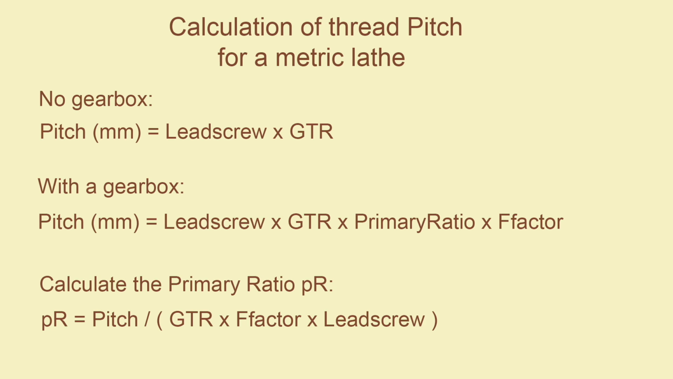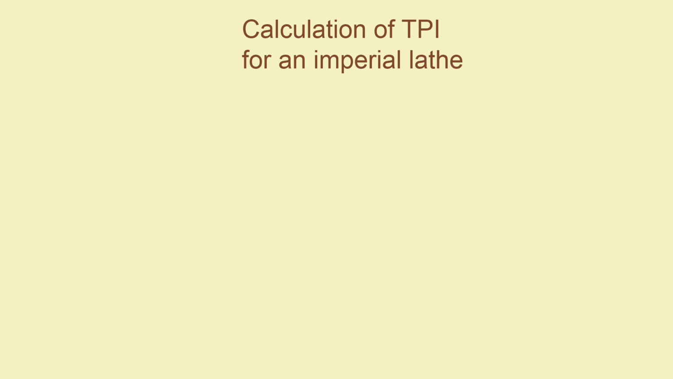Having told you how all that works, again I have to remind you that the RideTheGearTrain program does all this for you, so you don't actually have to know the equations. Now we'll switch to the Imperial lathe, which is really very similar. Of course, on the Imperial lathe we use threads per inch, which is really the inverse of pitch.